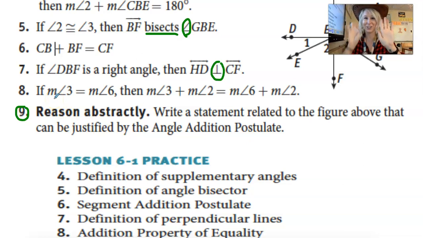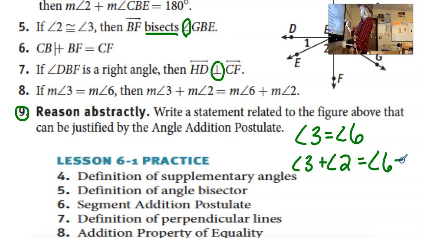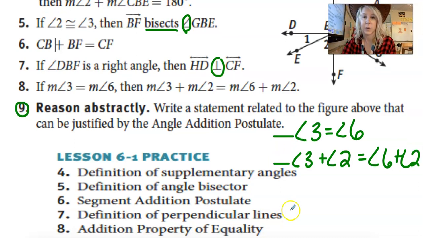And then 8 might have been tricky, but again, angle 3 is congruent to angle 6. The answer is the addition property of equality. I'm going to write that out so we can see it. So angle 3 equals angle 6 is the first line. Then it says angle 3 plus angle 2 equals angle 6 plus angle 2. So it helps you write it out if you write it kind of step by step. So I went from this green line to this green line. What changed was they added the angle 2 to both sides, so that is why it is the addition property of equality. So that one could have been tricky because it was all jumbled up.